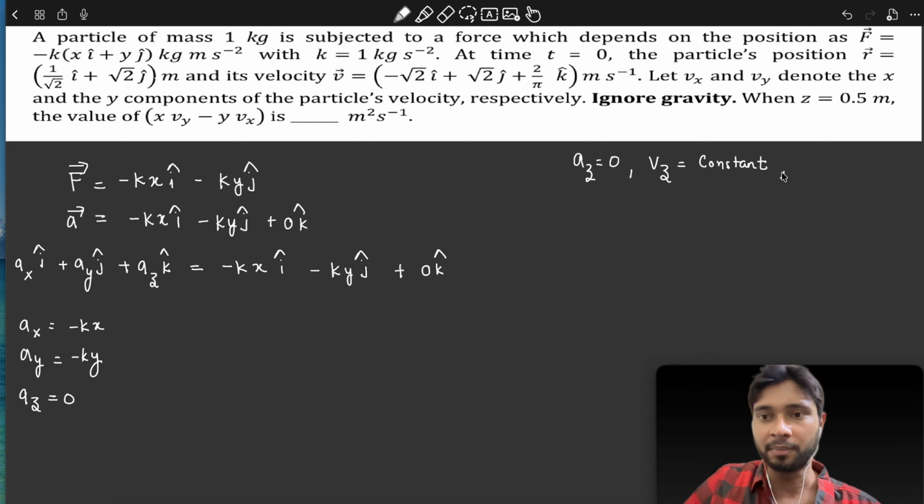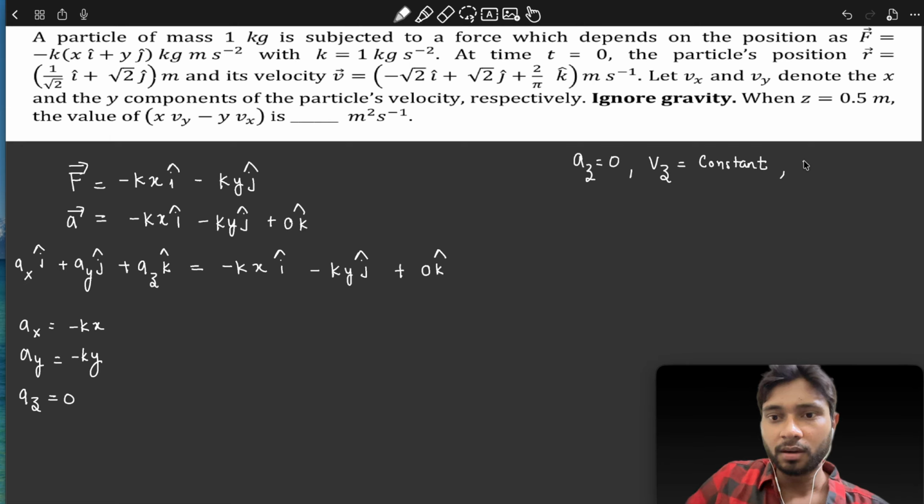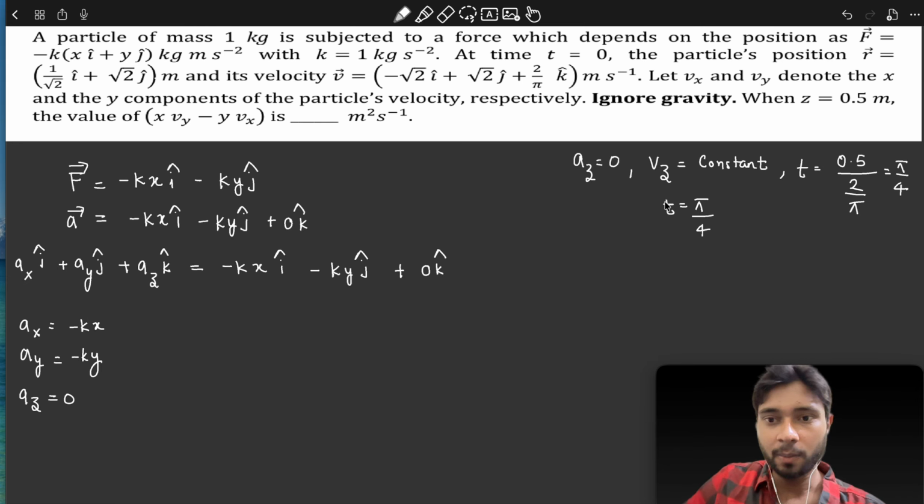So we can calculate the time taken by the particle to reach 0.5. Time is distance upon speed for uniform motion. The distance is 0.5 and the velocity in the z direction is 2 by pi, so this is nothing but pi by 4. So the time taken by the object to reach z equal to 0.5 is pi by 4. This will help us.